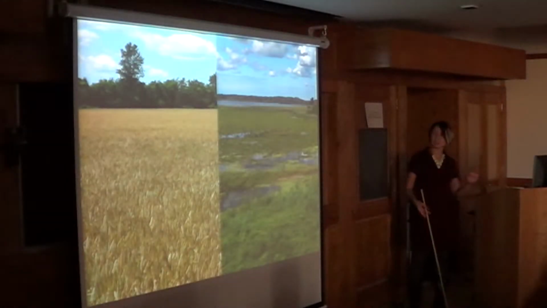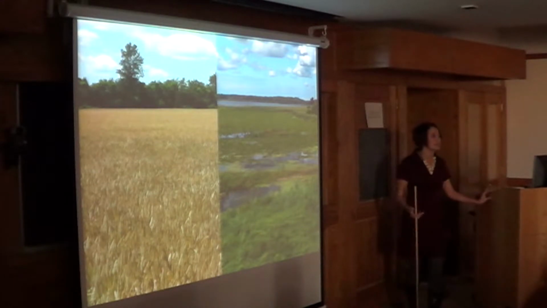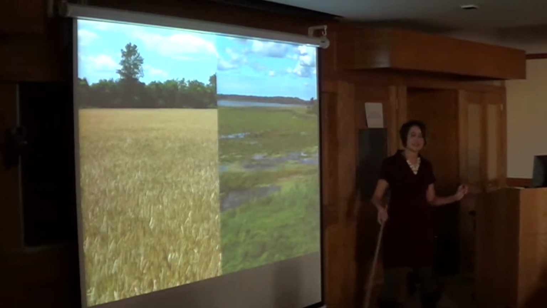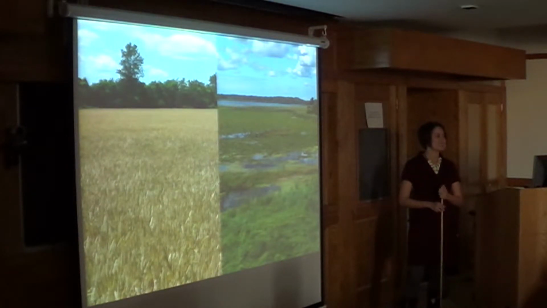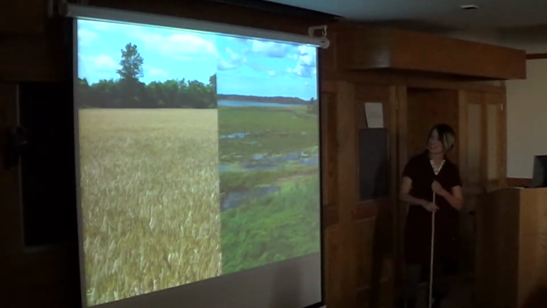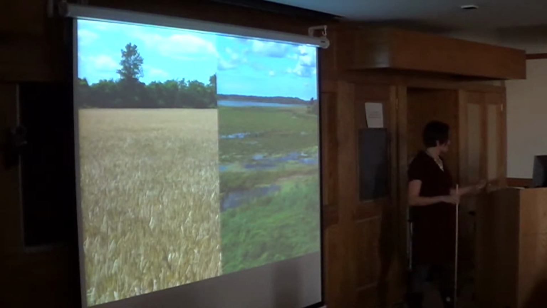So in this picture, you can see two fields right near where I work at the north end of Cayuga Lake in the Montezuma Wetlands Complex. Here on the left, you have something that perhaps is a little more familiar to those of us in this room and in this department. This is a wheat field. And on the right, this is a marsh wetland. So you can see a lot of differences right off the bat between these two areas.